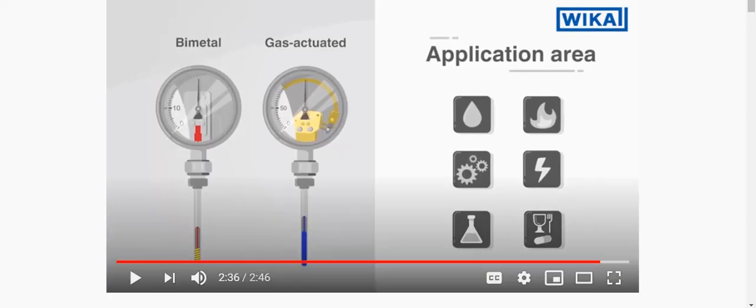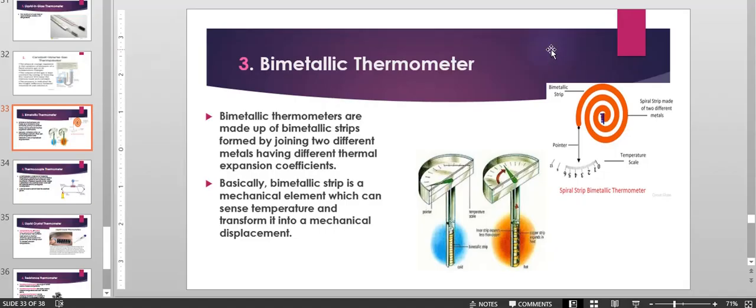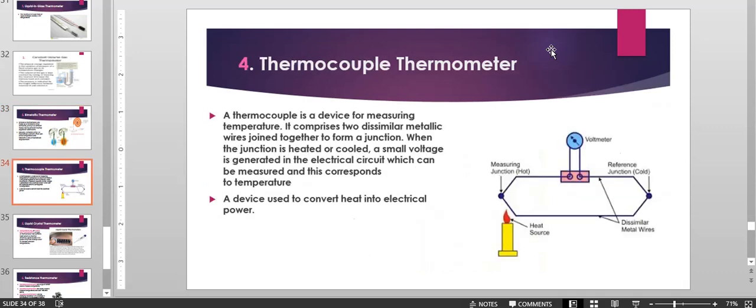So, these are some of the advantages and disadvantages of the bimetallic thermometer compared with the gas-actuated or constant volume gas thermometer. Now, moving on to our next type of thermometer, which is known as the thermocouple thermometer. It is a device for measuring temperature. It comprises two dissimilar metallic wires joined together to form a junction.